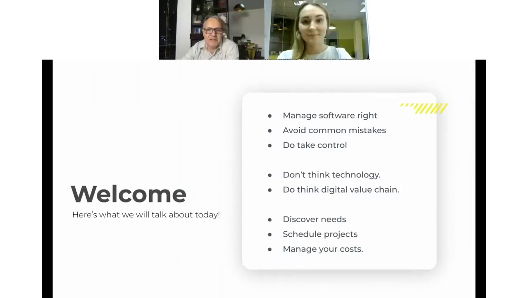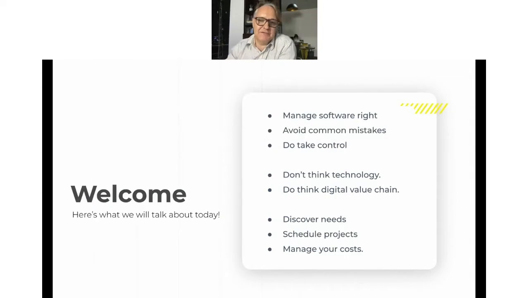So I want to share some ideas this evening on how to do technology right. I'll be pointing out some common mistakes and sharing an approach that lets you take control. I'll be asking you to please not think too much about technology, and certainly not worry too much about technology itself. Before we do that, we need to think about the digital value chain. This is the key concept that I want to talk about tonight.